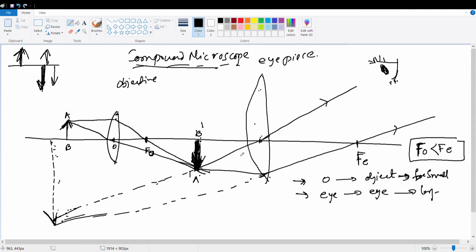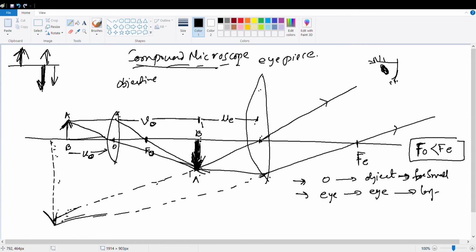Yes, sir. So now let us see. This is the U naught. Why U naught? Because it is the object distance. Similarly, this is the V naught. Why? Because whenever we consider V naught and U naught, that means for this lens, this is the object distance and this is the image distance. Understood? For this lens, this is the object distance, UE.